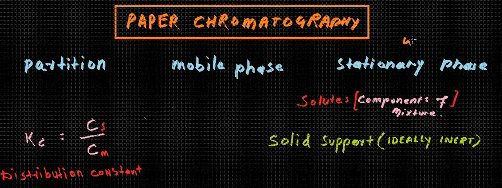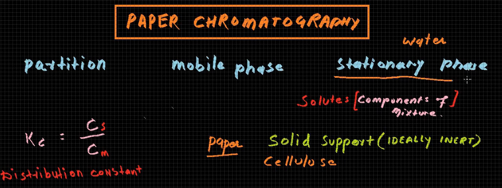Stationary phase is normally water that is trapped or absorbed on the solid support, and that solid support is usually cellulose. That is, the paper used is made up of cellulose, and water is present on the cellulose or trapped within the cellulose fibers. It is immovable. That's why that water is termed the stationary phase.